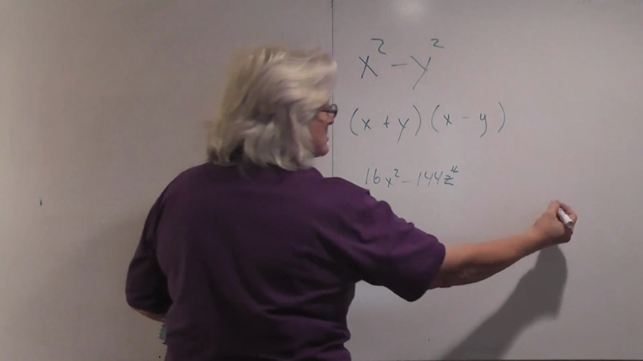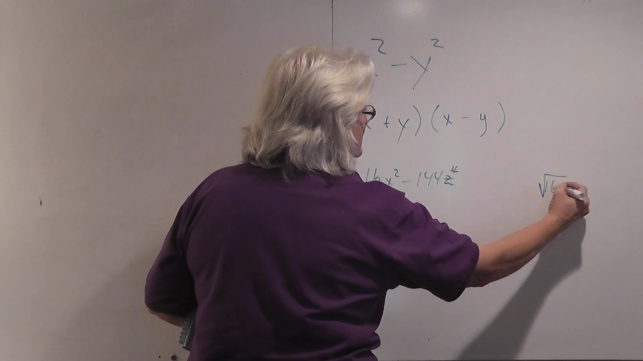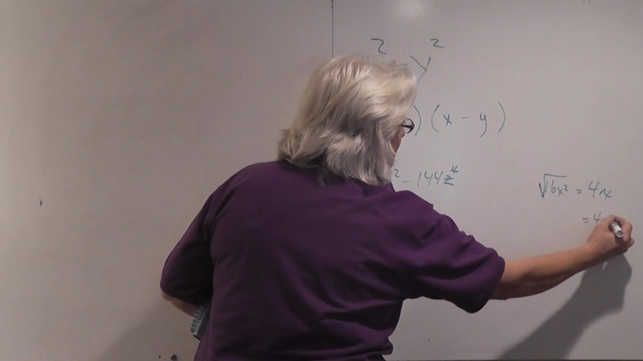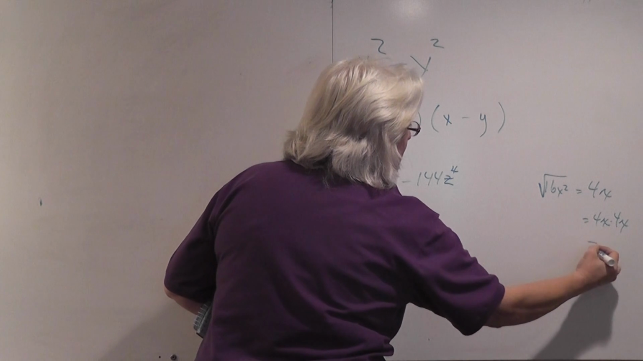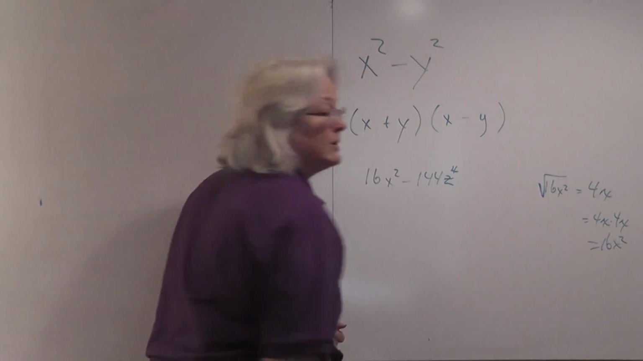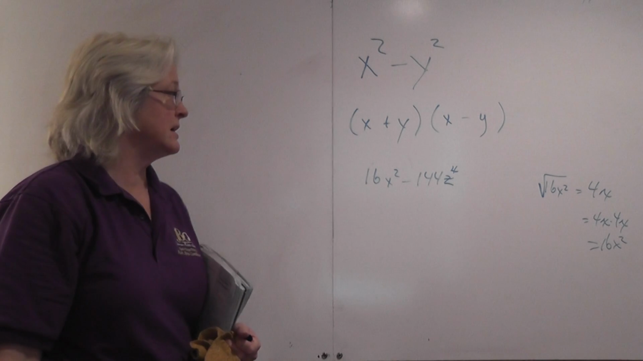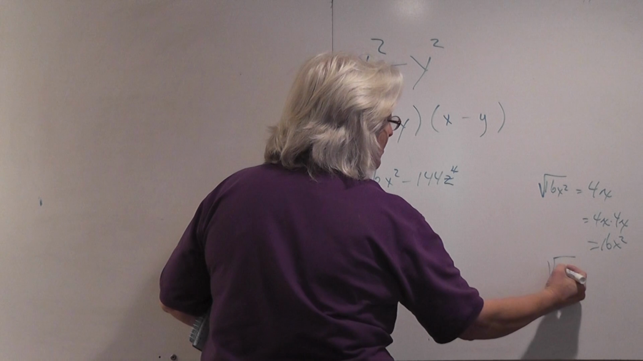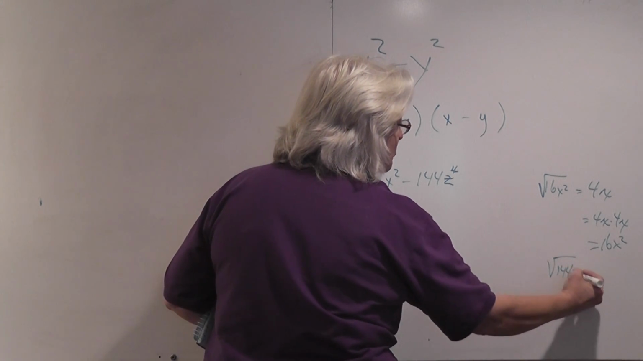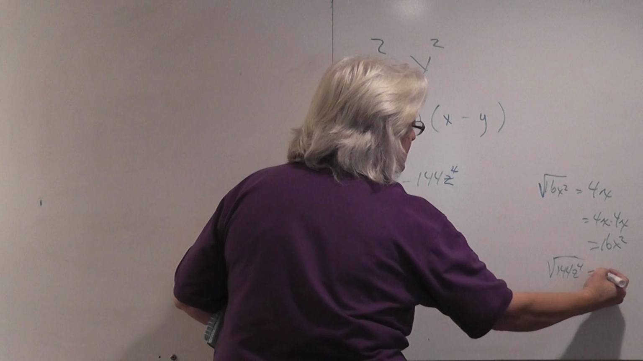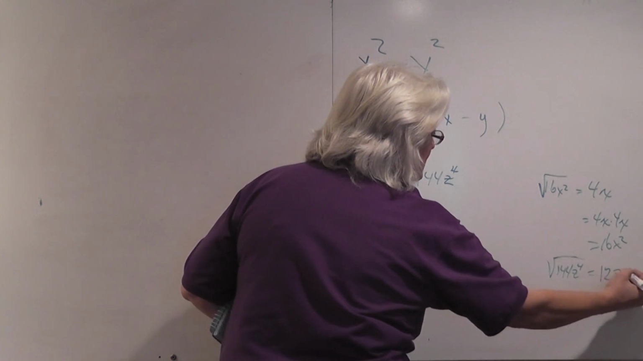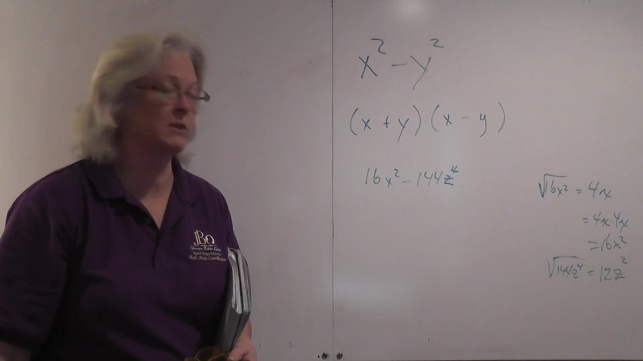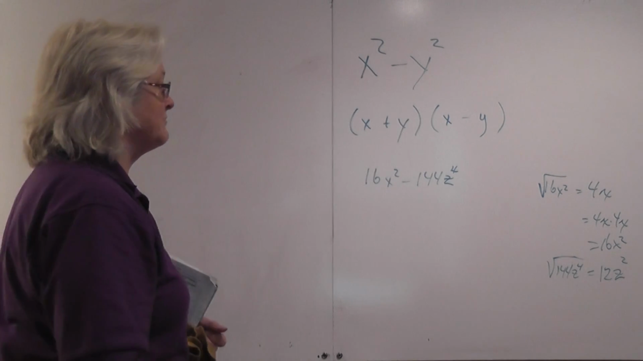16x squared is a perfect square. Let me write over here that the square root of 16x squared is 4x, because 4x times 4x is equal to 16x squared. 144z to the fourth is also a perfect square, because if we take the square root of that, that's 12z squared, and now you see why I slash my z's and do nothing to my 2's, otherwise it might be difficult to identify those.